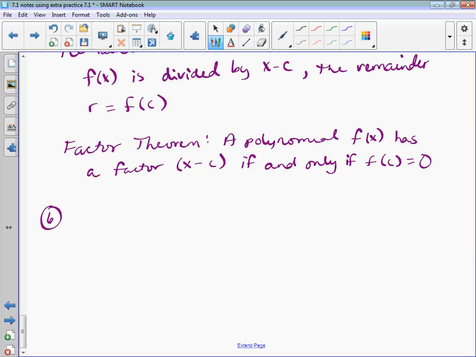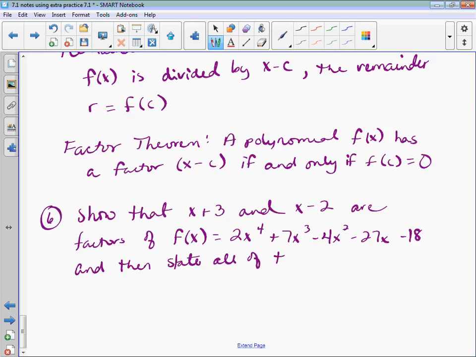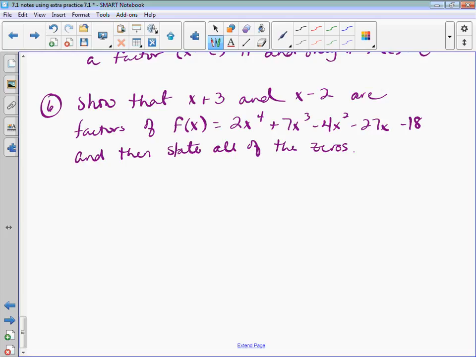Okay. Let's try one relating to that. Show that x plus 3 and x minus 2 are factors of f of x equals 2x to the 4th plus 7x cubed minus 4x squared minus 27x minus 18, and then state all of the zeros.